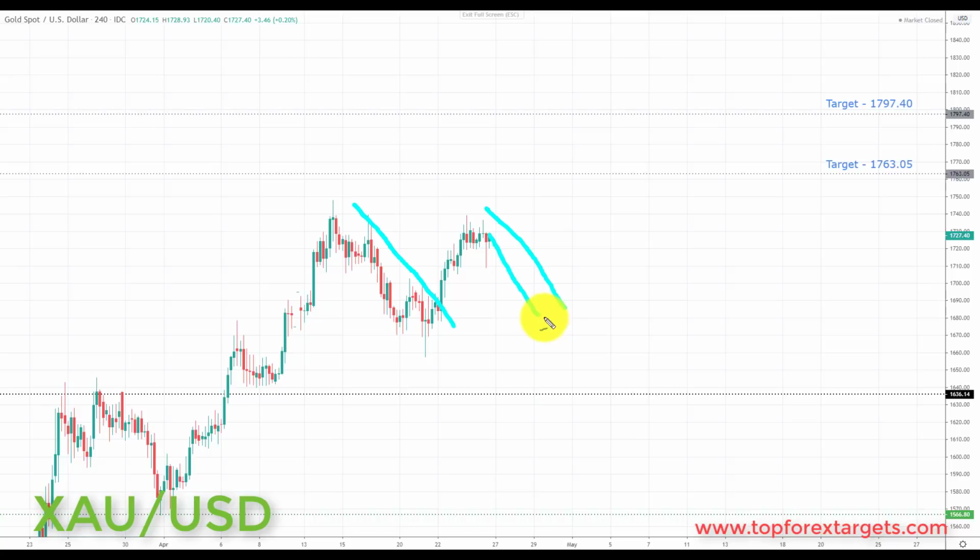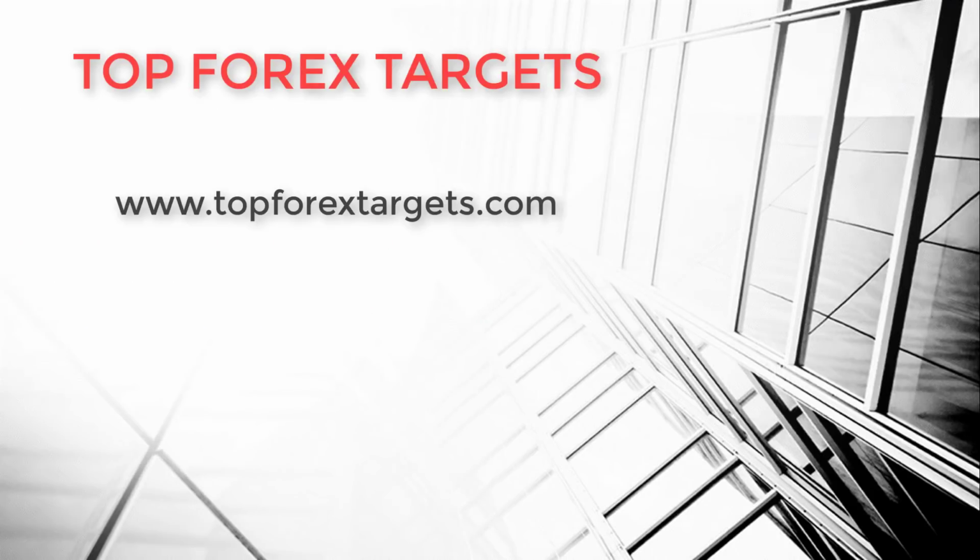And if we get the right kind of bullish setups in gold, we're going to be looking at initiating longs up towards the next key of resistance to the upside and the target set from last week, the 1763.05. And if we can get a break through here, we're going to be looking up towards the next key of resistance to the upside and target 2 at the 1797.40.